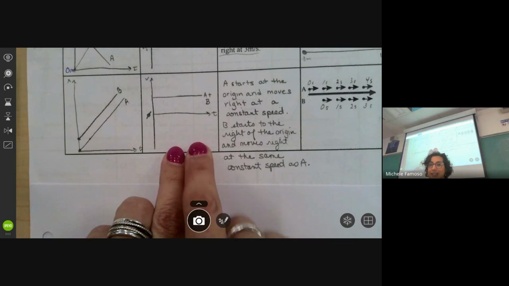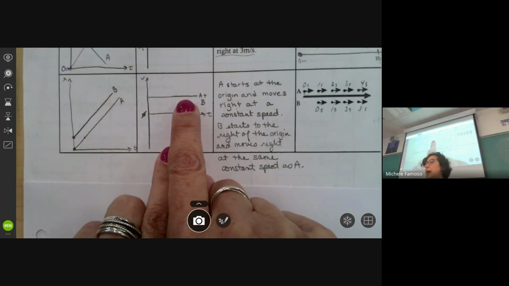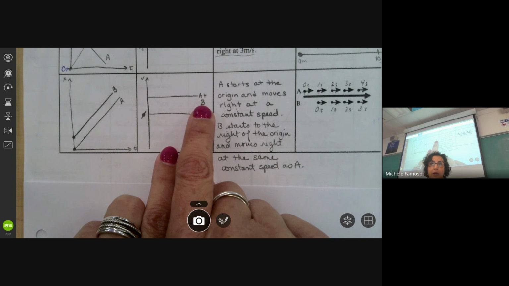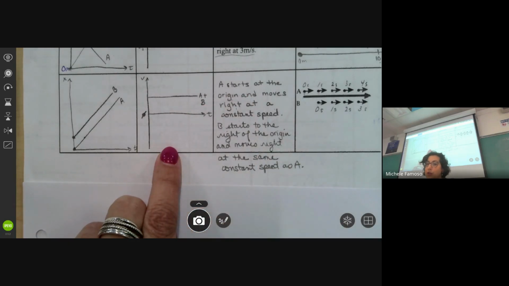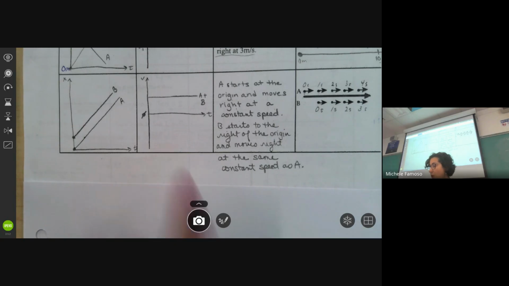On my velocity time graph, it's just really one line, but it's the same line for A and B up in the positive quadrant. And my description: A is starting at the origin, moving to the right at a constant speed. B starts to the right of the origin, moving to the right, and it's moving at the same constant speed that A is. Any questions on those 2 pages? 28 or 29? All right, let's go to 30.